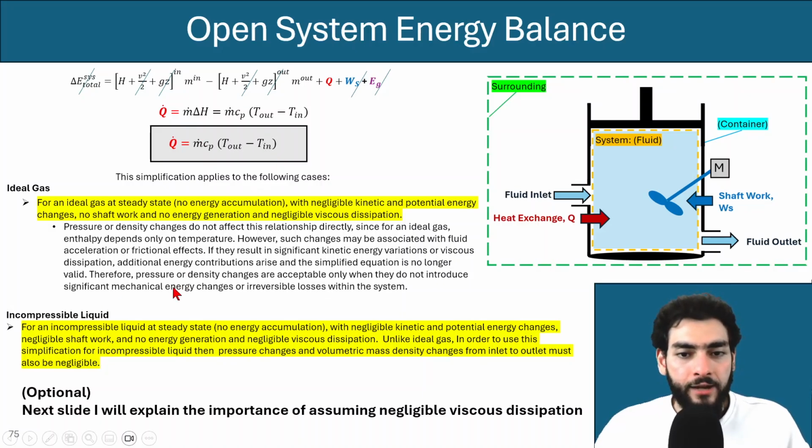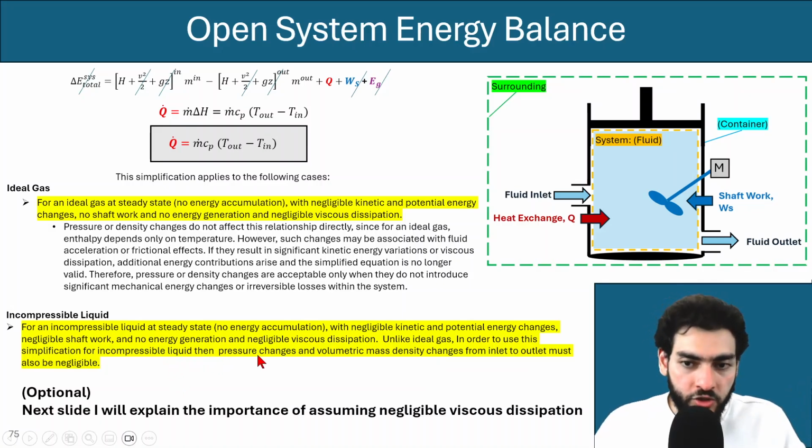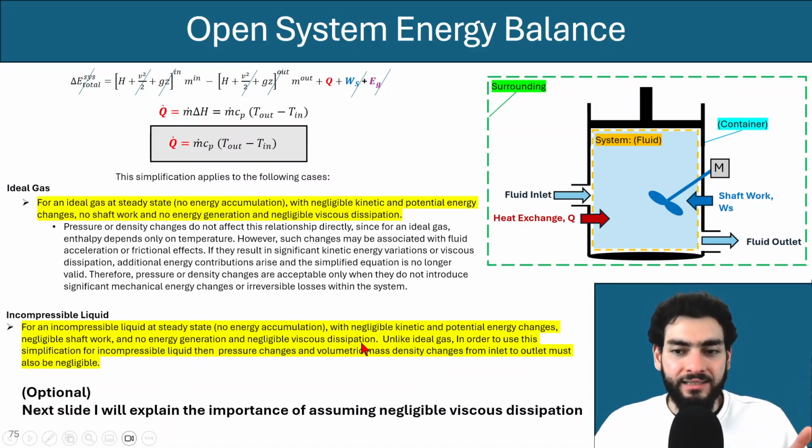So in order to use that for incompressible liquids, again, it has to be at steady state, so the system has no energy accumulation and negligible kinetic and potential energy changes and negligible shaft work and no energy generation and negligible viscous dissipation. However, unlike ideal gas, in order to use this simplification for incompressible liquid, then pressure changes and volumetric mass density changes from the inlet to the outlet must also be negligible.